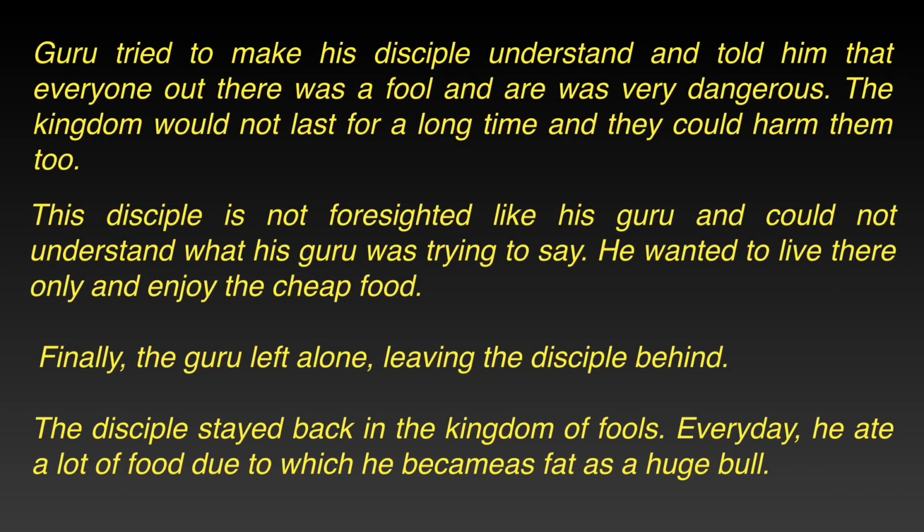Guru tried to make his disciple understand and told him that everyone out there was a fool and very dangerous. The kingdom would not last for a long time and they could harm them too. The disciple was not foresighted like his Guru and could not understand what his Guru was trying to say. He wanted to live there only and enjoy the cheap food. Finally, the Guru left alone, leaving the disciple behind. The disciple stayed back in the kingdom of fools. Every day he ate a lot of food, due to which he became as fat as a huge bull.